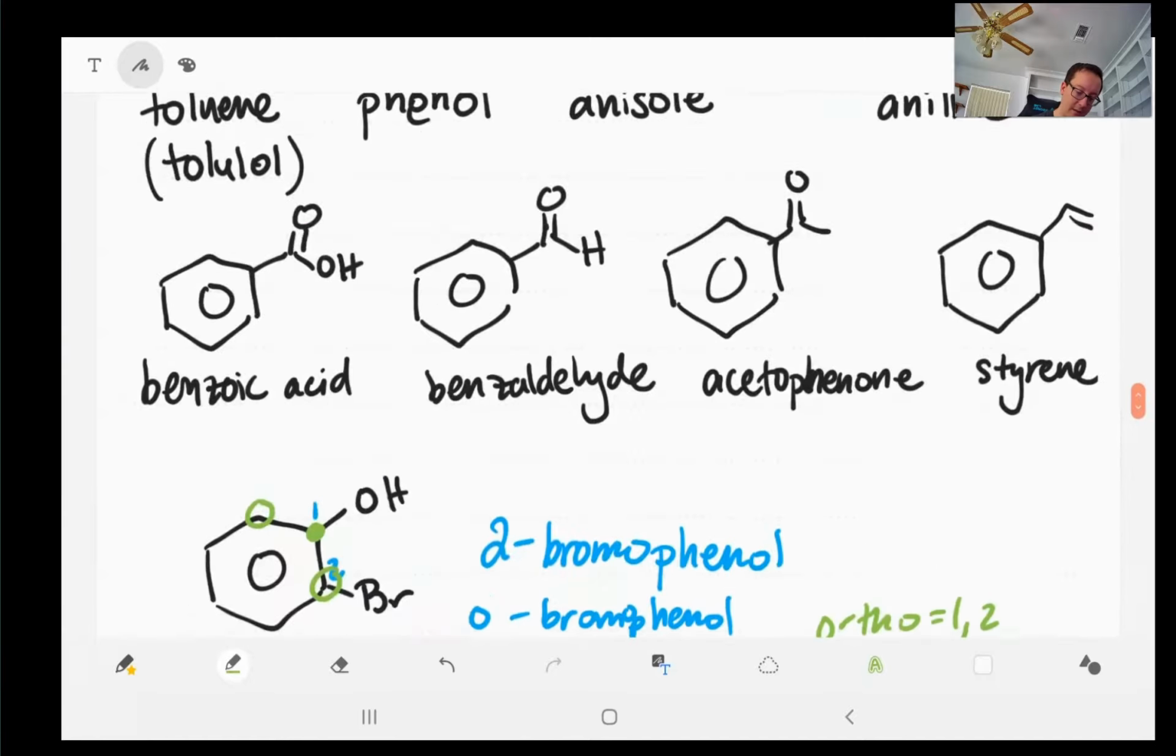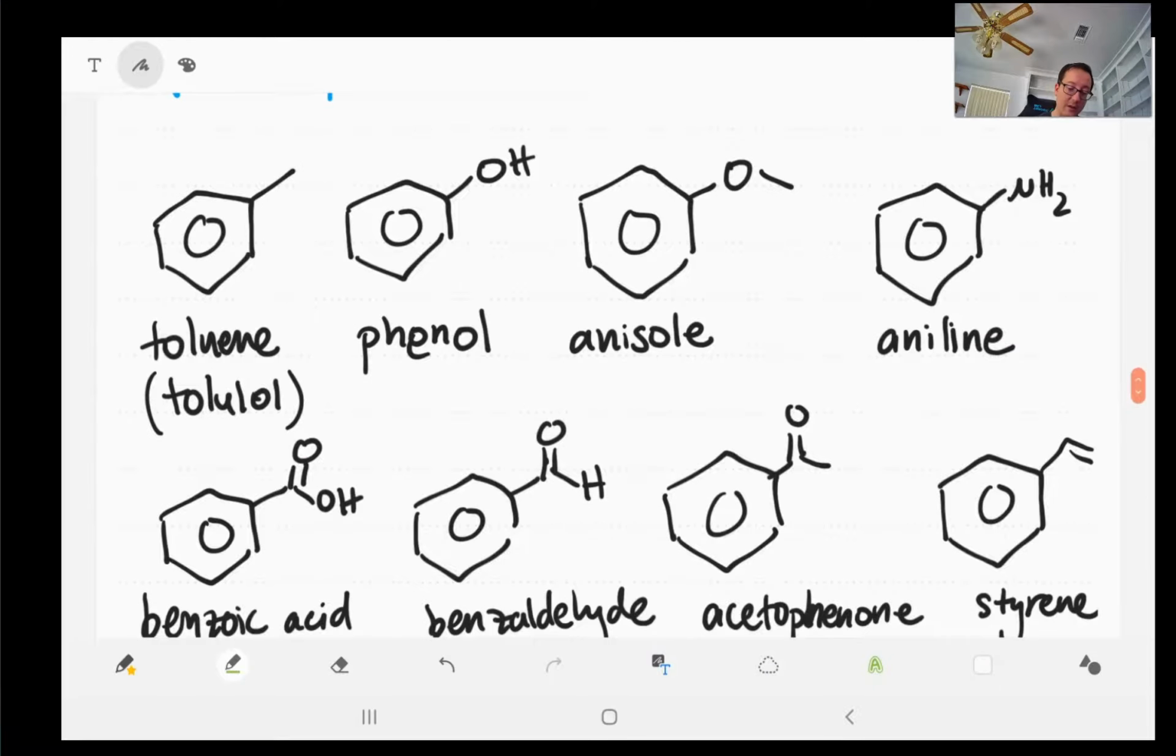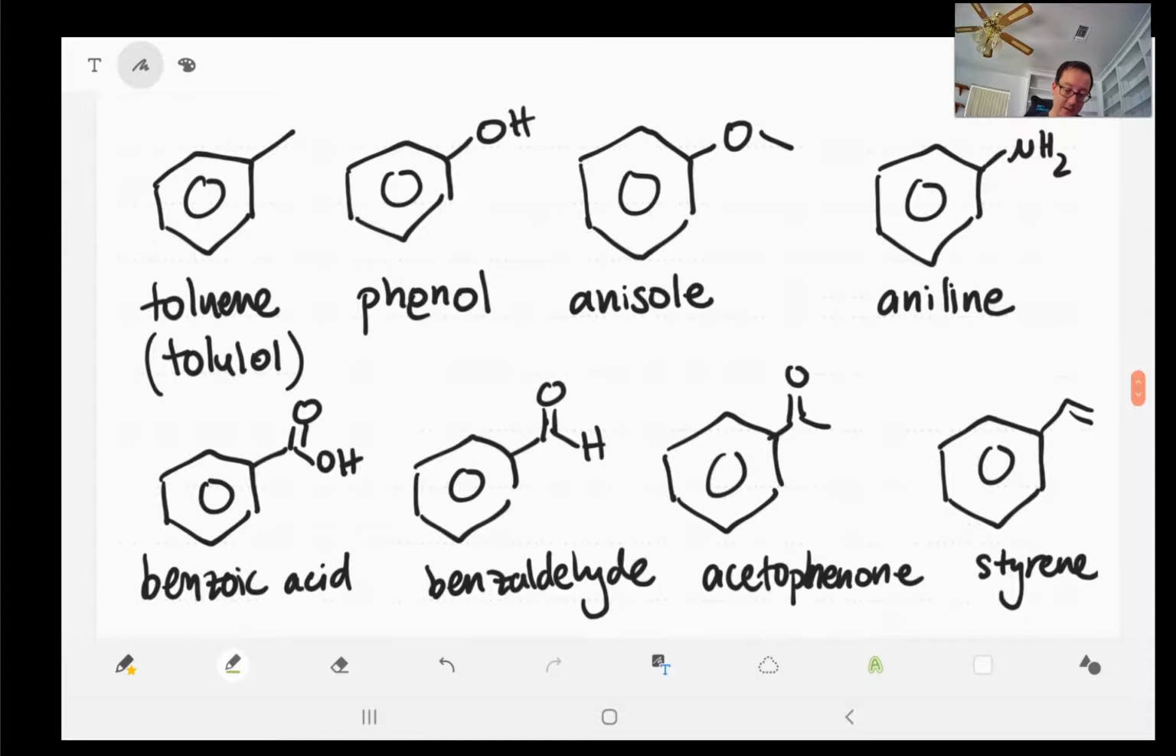So of these, our parent ones, the benzoic acid is our highest priority, carboxylic acid. Then let's see, probably then would be the aldehyde. Benzaldehyde would be our second priority. Then the ketone, then the alcohol, the amine, and then the alkene, I guess. The anisole and toluene are kind of low priority because ethers and alkanes are kind of boring.